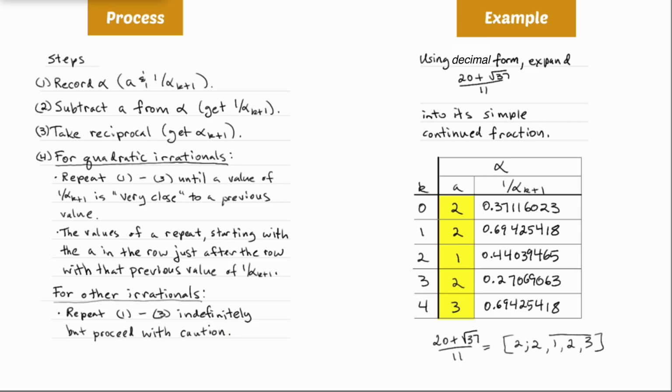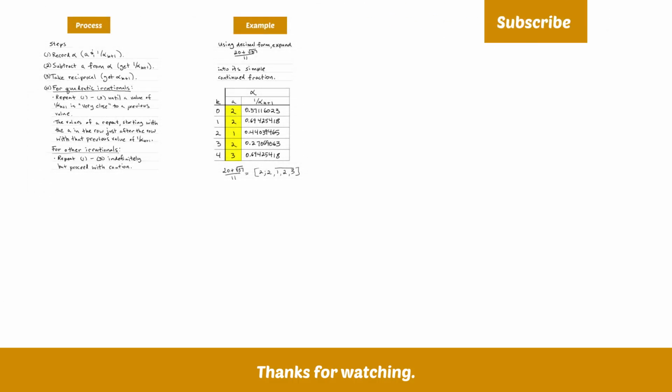Perhaps in some other video we can discuss this further, but the purpose here was just to show the basic steps. In this video we discussed the process for using the decimal form to expand irrational numbers and worked an example. That's all for now.